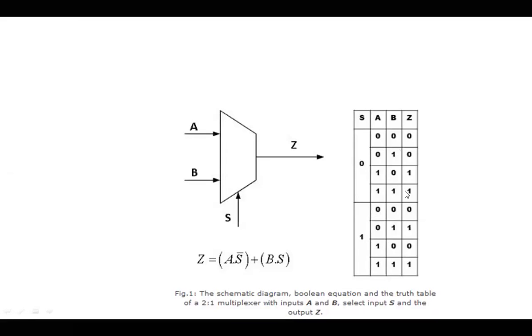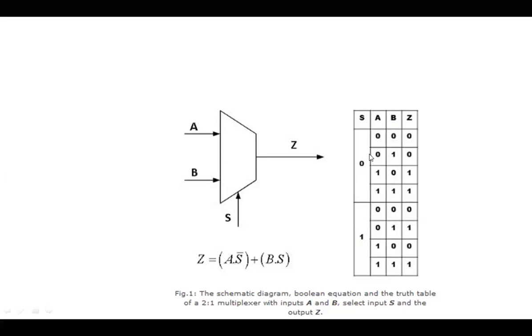Now what is my output going to be when S is equal to 0? It's going to be 0, and for this combination also 0. Why is it 0? Because A is coming through, right? Whatever is the value of A, that A is coming to my Z. Similarly, A is 0, Z is also 0. A is 1, Z is 1. A is 1, Z is 1. So the output Z is following input A.